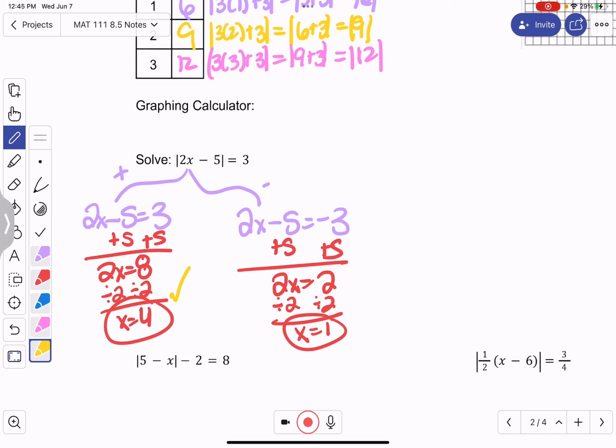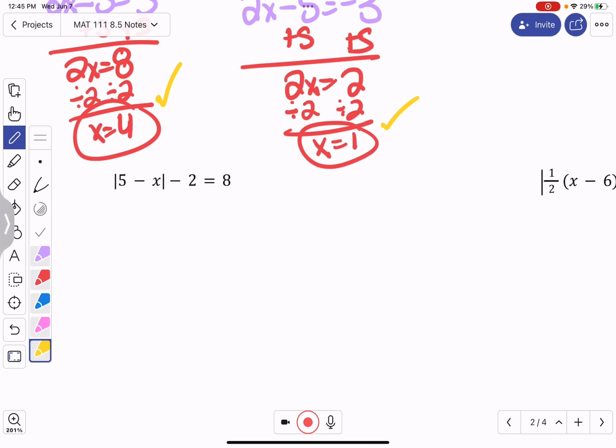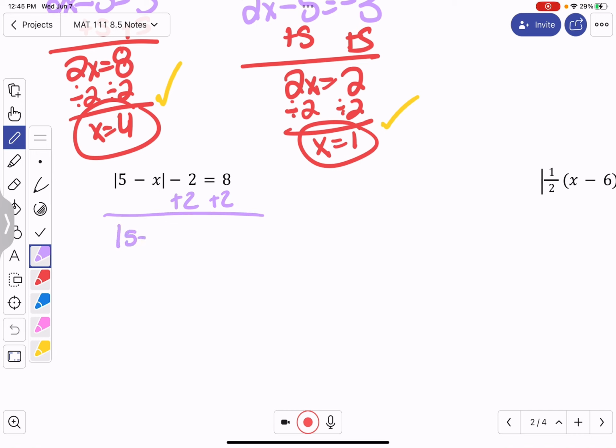And the absolute value of negative 3 is 3. So they both work. So you're looking to get two answers. This one here, we want to move the 2 so that the absolute value is all alone before we do the positive and the negative.